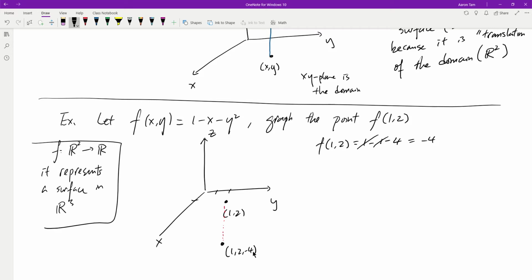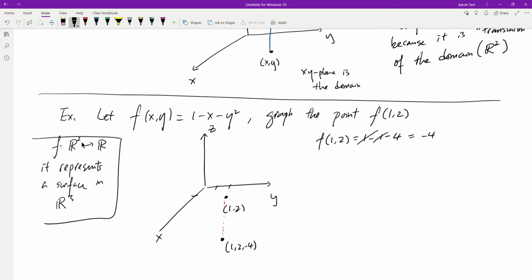Okay. Now imagine me repeatedly doing this process. Then every point on the xy plane will now become a point somewhere up or down, and they will connect together to form a surface. And that's the surface that we're going to try to figure out. Okay. So then the question comes down to how are we actually going to draw this surface?